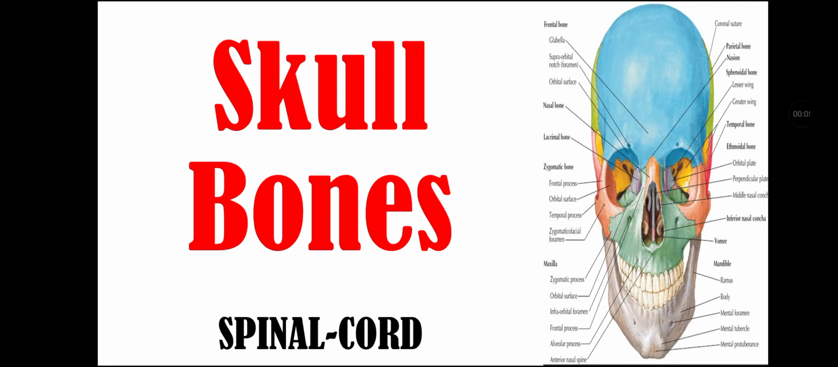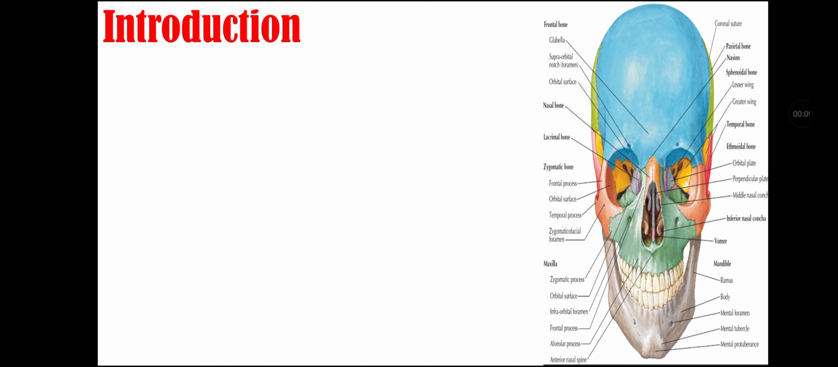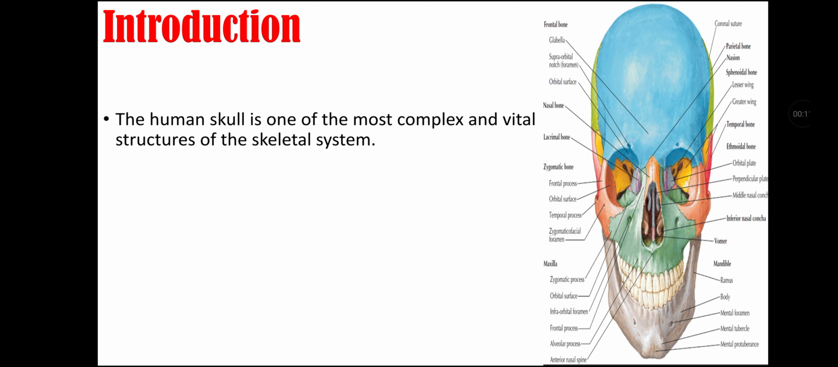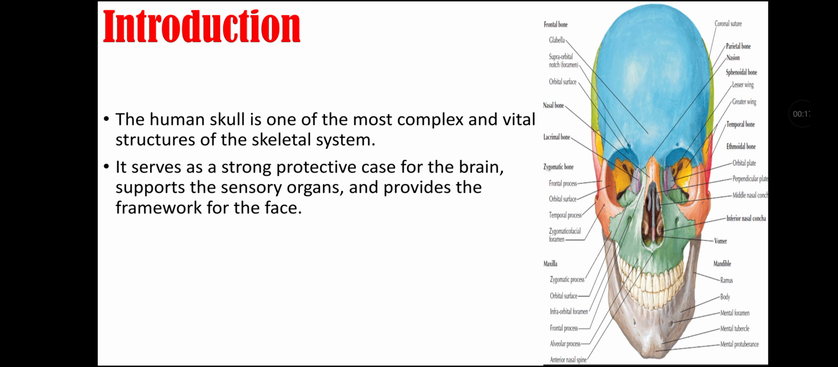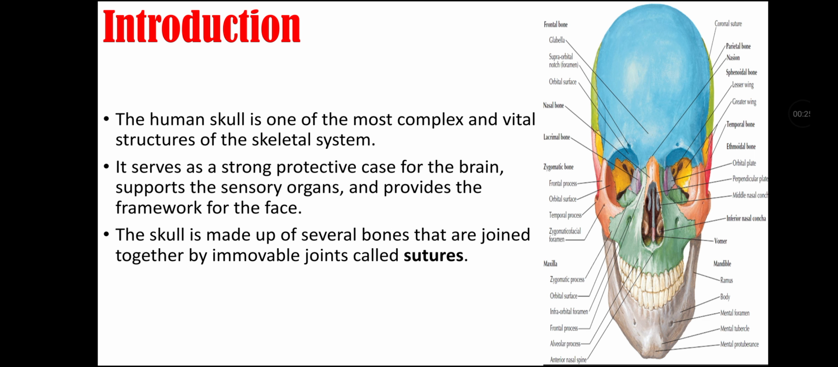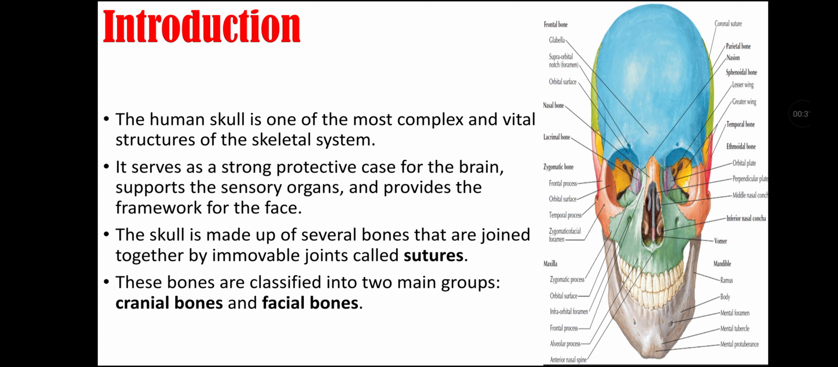Today we are going to talk about skull bones. So let's start our topic with introduction of skull bones. The human skull is one of the most complex and vital structures of the skeletal system. It serves as a strong protective case for the brain, supports the sensory organs and provides the framework for the face. The skull is made up of several bones that are joined together by immovable joints called sutures.